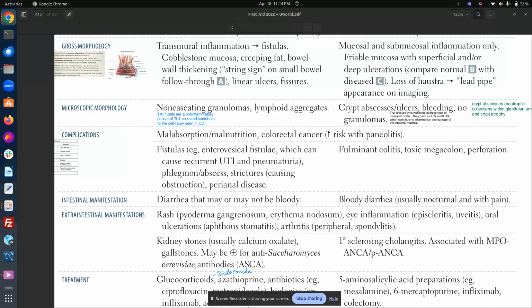Extraintestinal manifestation which is particular to Crohn's disease is kidney stones. And now the question arises, which type of kidney stones can happen due to Crohn's disease? So, what happens in Crohn's disease? In Crohn's disease, there is an inflammation of the bowel. When there is an inflammation of the bowel, it is associated with the formation of calcium oxalate kidney stones. How are the calcium oxalate kidney stones associated with Crohn's disease?